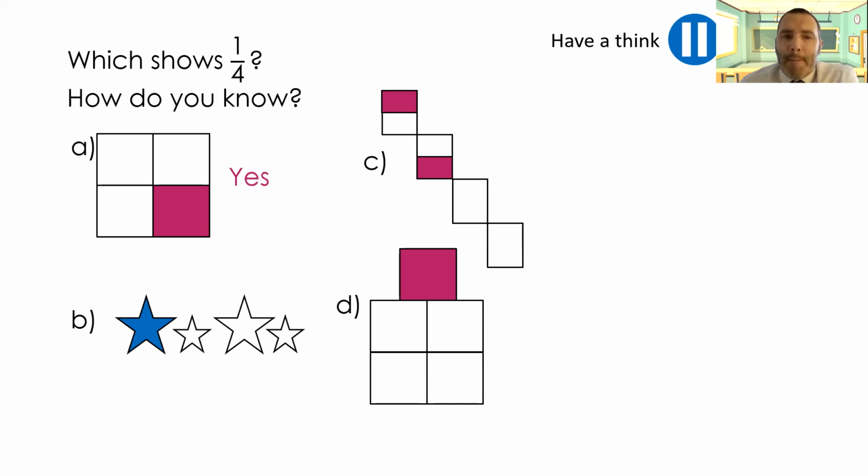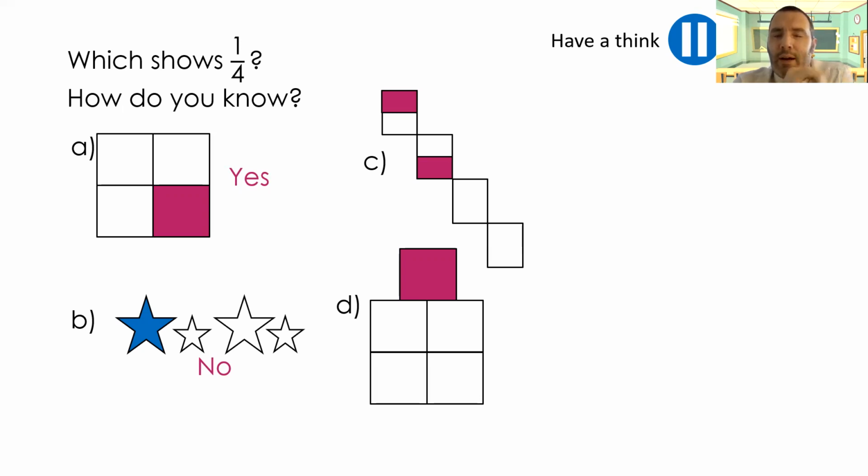What did you say for B? If you said no, you'd be correct. And the reason for that is the stars are not equal. We have 2 large stars and 2 small stars. And this is what I was saying earlier on. They need to be equal shares.